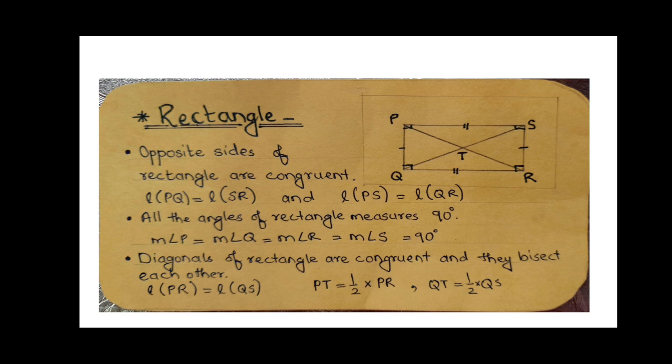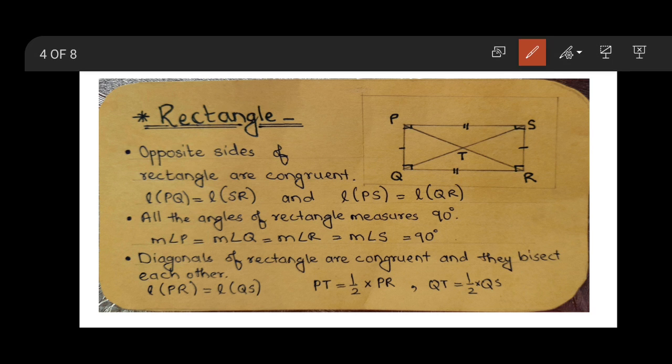The next is rectangle. The opposite sides of a rectangle are congruent. Here in the figure you can see it with the identical marks. PQ is congruent with SR and PS is congruent with QR. The next property, all the angles of a rectangle measure 90 degrees. This property is common as it was for squares. So in a rectangle, all the angles measure 90 degrees. Angle P, angle Q, angle R and angle S, all of the angles measure 90 degrees.